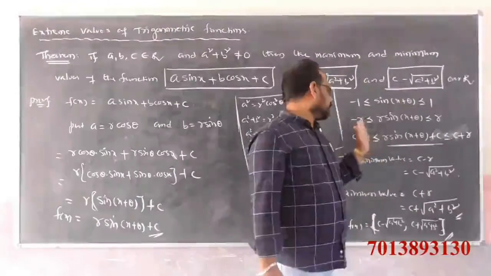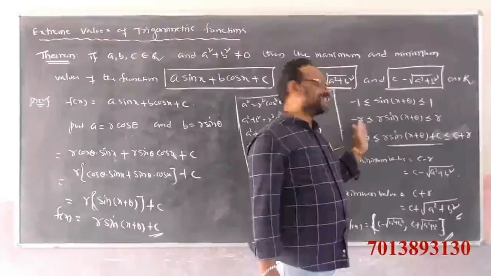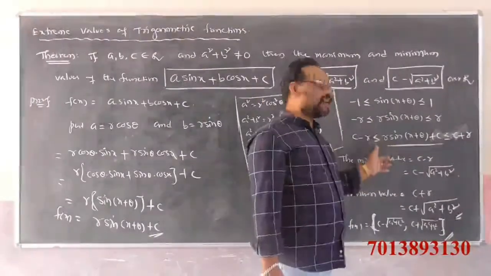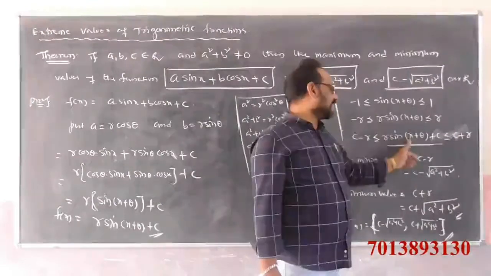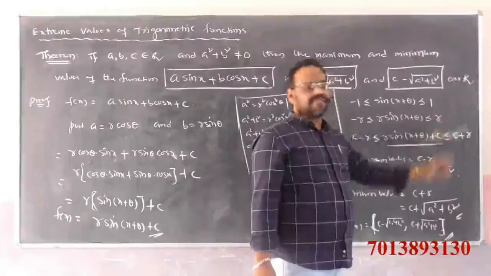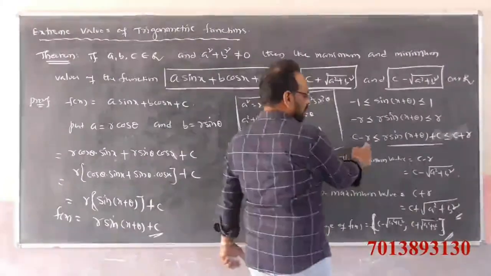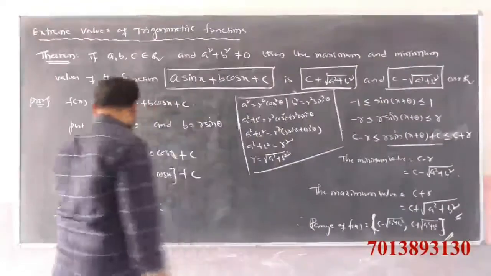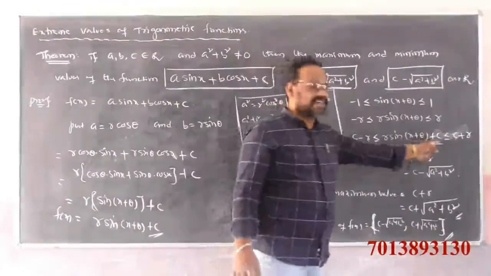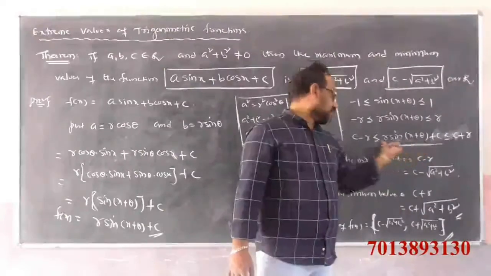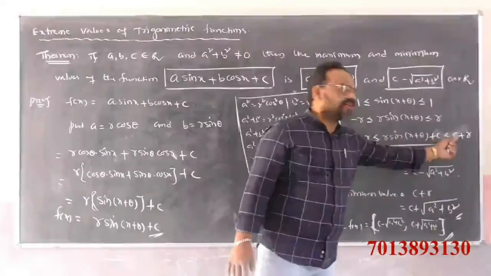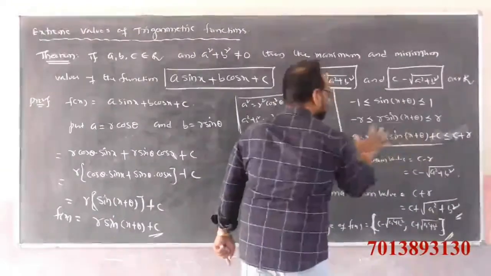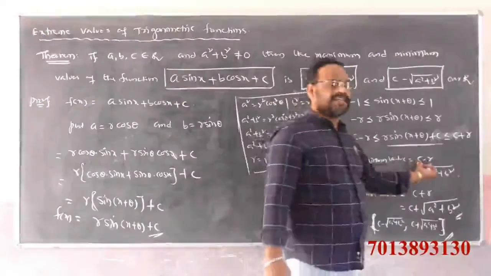That is the inequality. So c minus r is less than or equal to r times sin of x plus theta plus c, which is less than or equal to c plus r. We get this function only, r sin of x plus theta plus c. This is called the minimum value, and this is called the maximum value. What is the minimum value here? The minimum value of this function is c minus r.